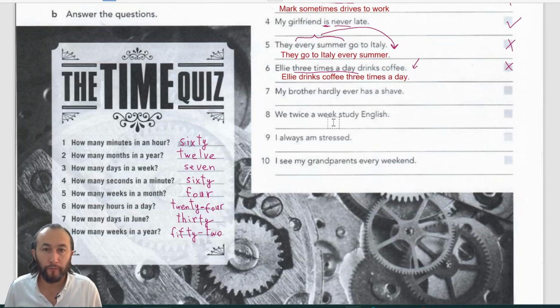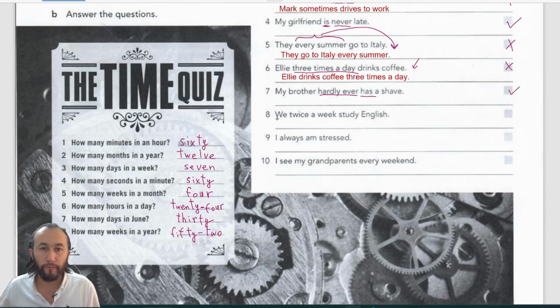Oh, that's good. Number 7, my brother hardly ever has a shave. And that's correct because has is a verb and hardly ever is an adverb of frequency and that's coming before the verb. There's no problem with it. So we're going to tick it, guys.